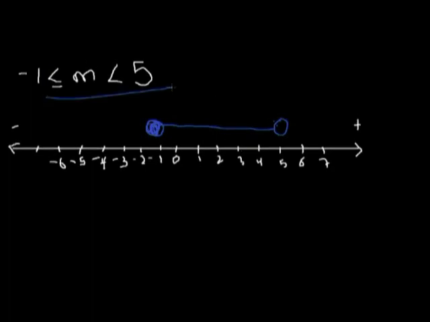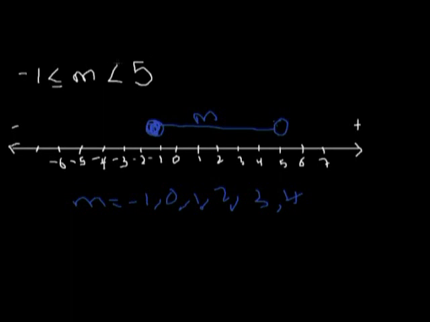So that is how we represent this inequality on a number line, where the values of m are within this interval. So the values of m will be -1, 0, 1, 2, 3, 4, and it cannot be 5. Why? Because it says m is less than 5 and not equal to.